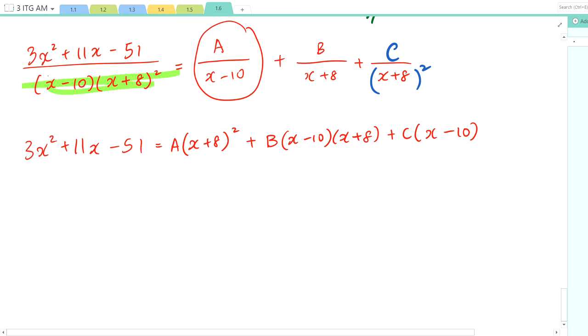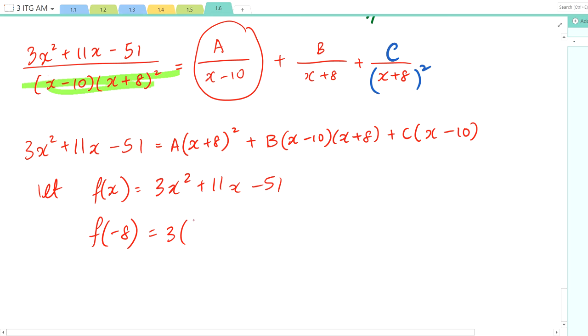Sub x equals negative 8, right? Okay, so I don't want to write "sub x equals negative 8" over and over, so I shall do this. Let f(x) equal 3x squared plus 11x minus 51. So my next step, f of negative 8 equals 3 times negative 8 squared plus 11 times negative 8 minus 51.